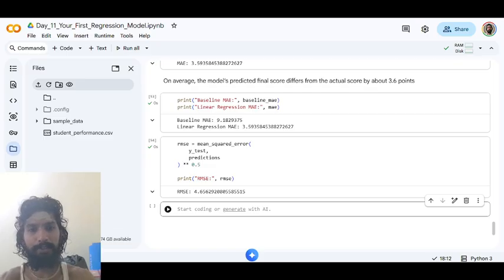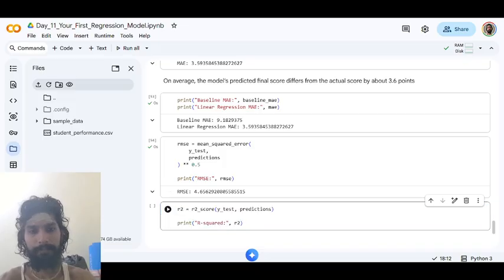Now calculate R squared. R squared compares the model with a simple mean based prediction. It tells us how much of the variation in the target is captured by the model. Its interpretation needs care.